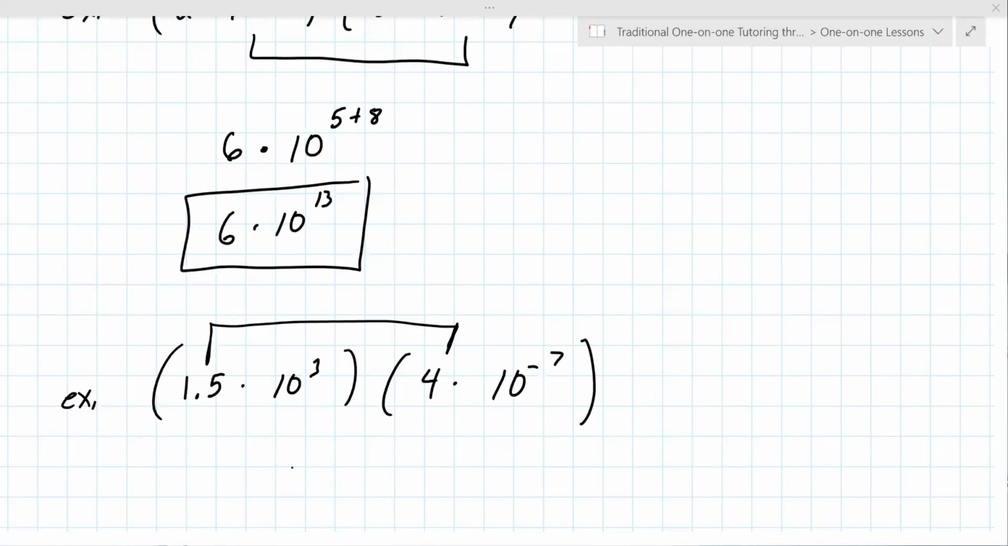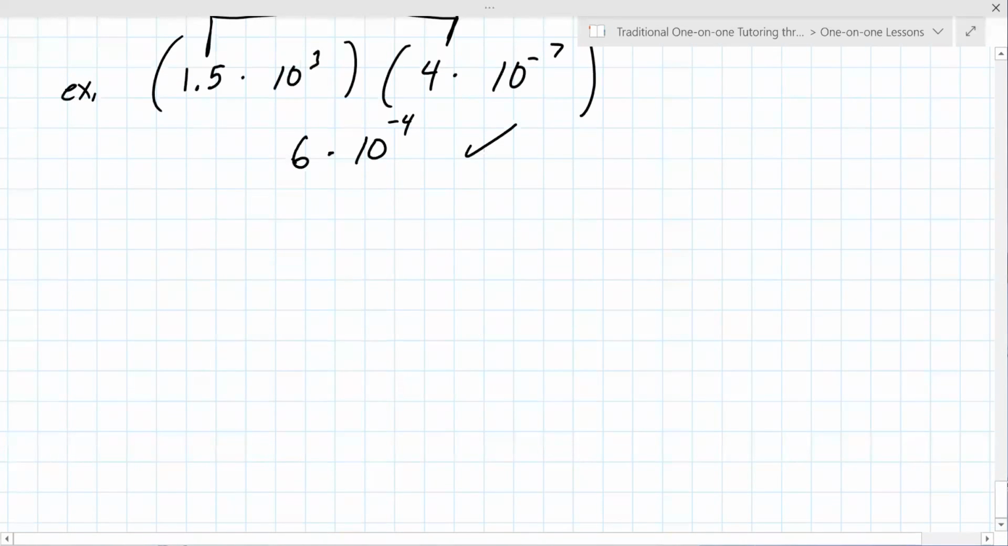Is it 6 with the dot and then the 10 and the... what number goes up here? The -4. Perfect. Okay. Cool. Okay, so here's a small variation on what we just did.